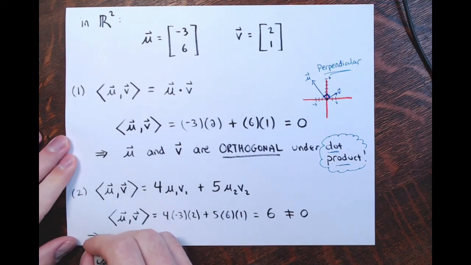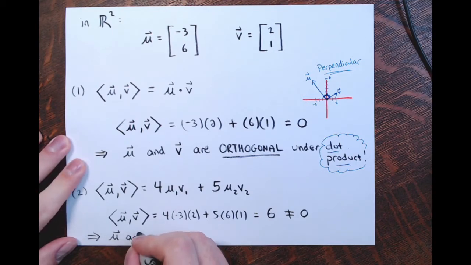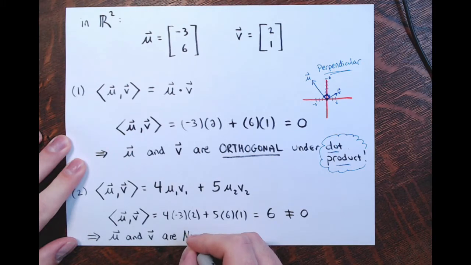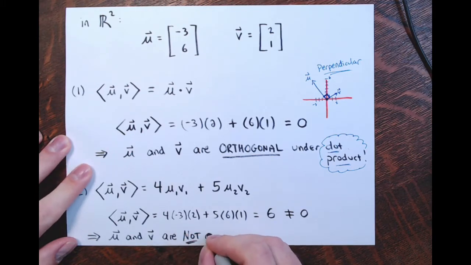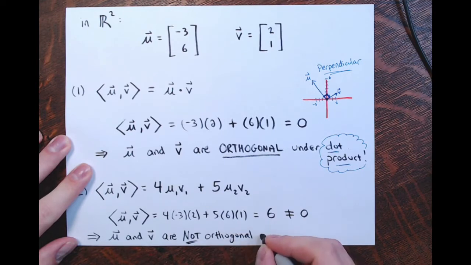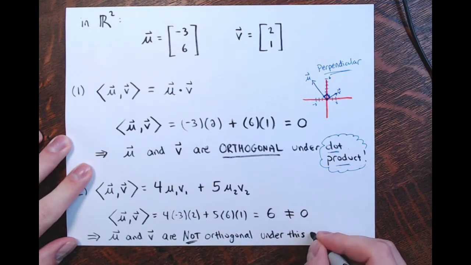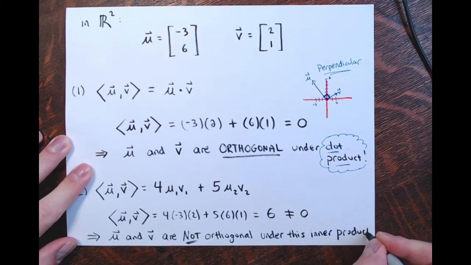So this leads me to say this statement: u and v are not orthogonal under this inner product. So it all depends on how the inner product is defined.